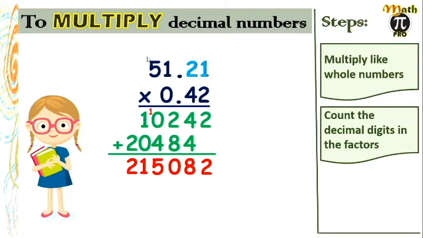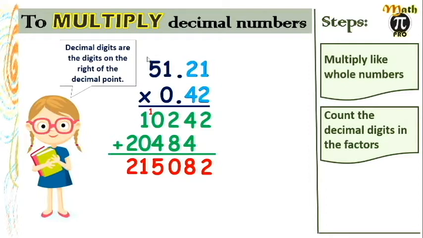In our first factor, we have these decimal digits and we have these decimal digits. Again, decimal digits are the digits on the right of the decimal point. So in our first factor, we have 2 and we also have 2 in our second factor. So all in all, there are 4 decimal digits. That means in our product, there should be 4 decimal digits.